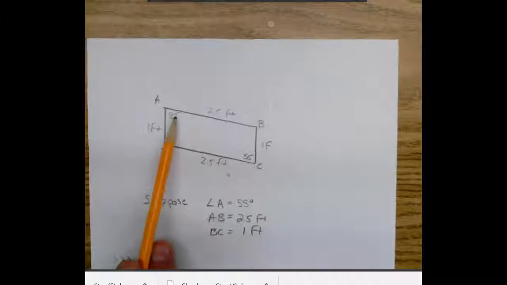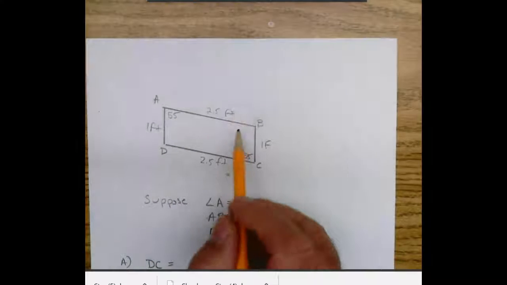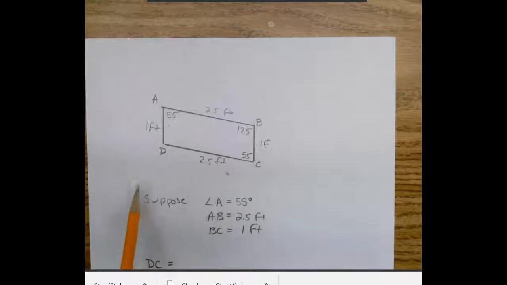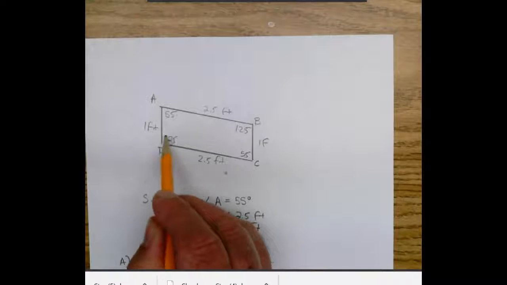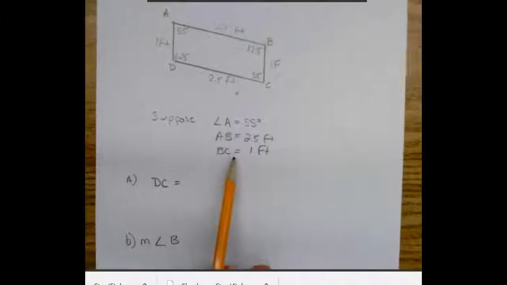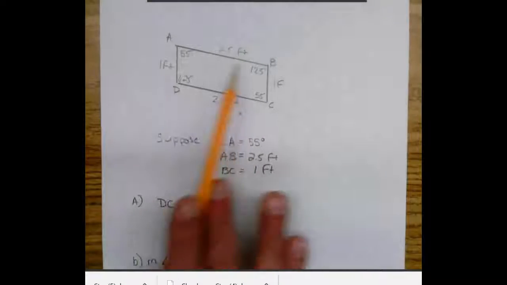And then we also know that these angles together are equal to 180, so 125 plus 55 is equal to 180. And then we would have opposite angles again, 125 as well. So then we pretty much got this quadrilateral filled in.